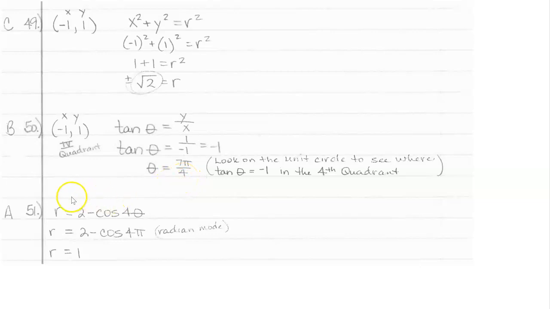All right, then 51, it asks us if r is equal to 2 minus cosine 4 theta, what would your r value be when theta is pi? So let's put pi in for theta. And you can throw this whole thing in your calculator. If you do, though, be sure that you are in radian mode, because that's a radian value, right? Or you could work this out by finding the cosine of 4 pi is 1, and then 2 minus 1 is just 1. All right, for 52, we move into our conic sections.